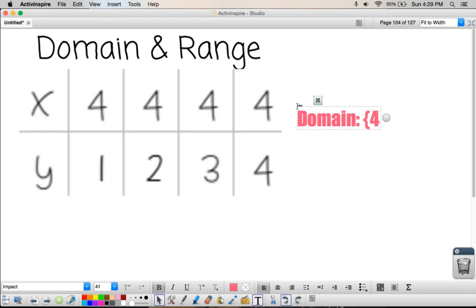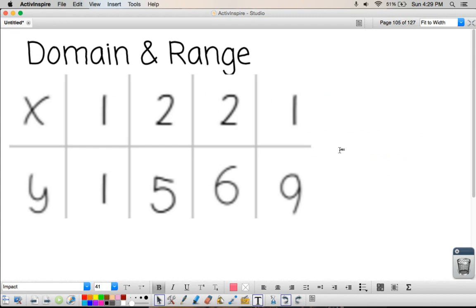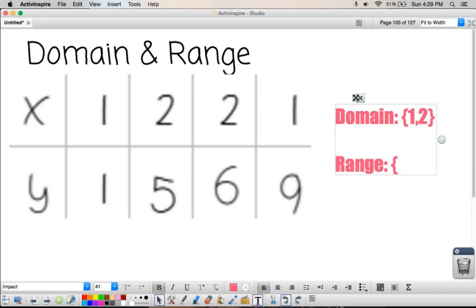Here my domain is just 4. My range is 1, 2, 3, 4. Here my domain is 1 and 2. My range is 1, 5, 6, and 9.